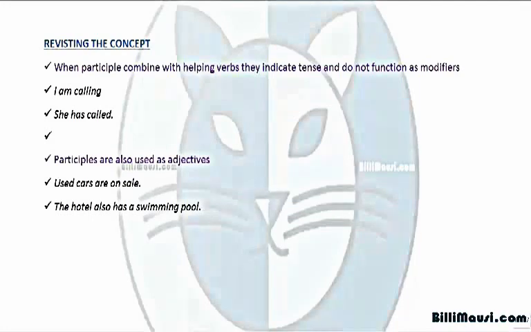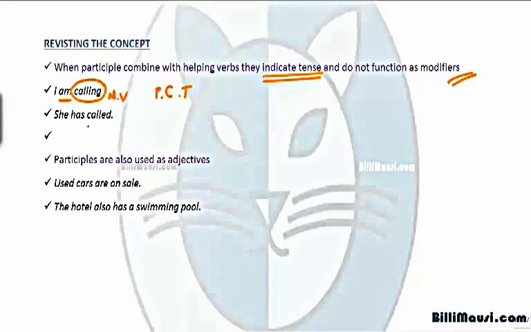When participles combine with helping verbs, they indicate tense and do not function as modifiers. Very true. I am calling. So am is the auxiliary verb or the helping verb, and calling is hence behaving as the main verb, and they're helping us to know the tense. So I am calling is in the present continuous tense.